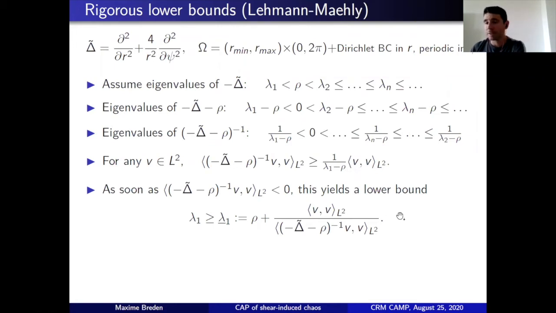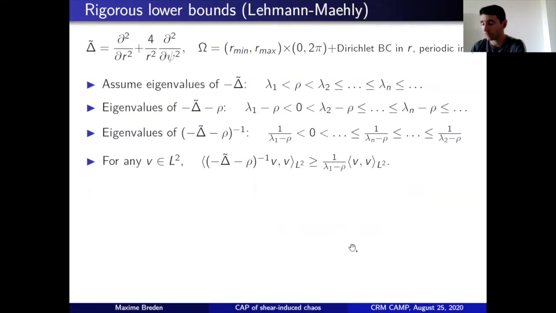So this is almost something we like, but not quite, because there is still this inverse here. To rigorously compute this, we would have to rigorously invert this, which maybe we don't want to do. Maybe it's not too difficult, but actually we can avoid it. We can avoid it by taking not any v, but v equal to minus delta tilde minus rho times something, so that the inverses cancel out here.